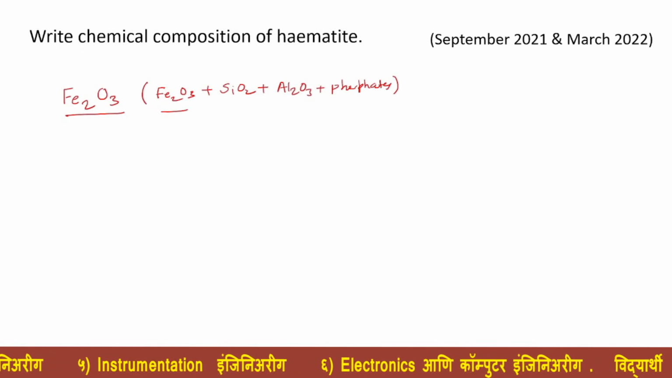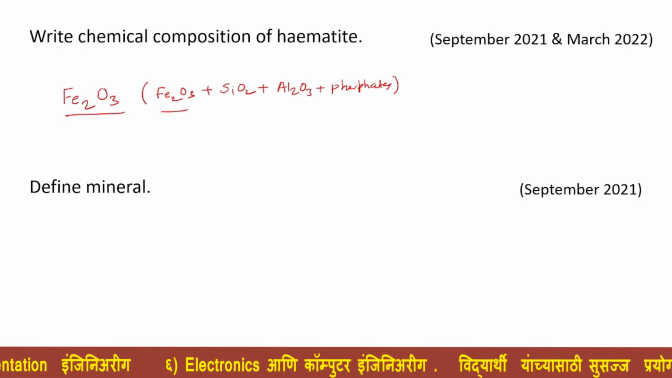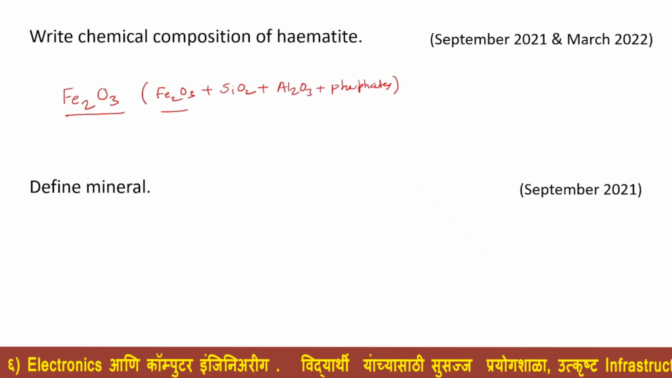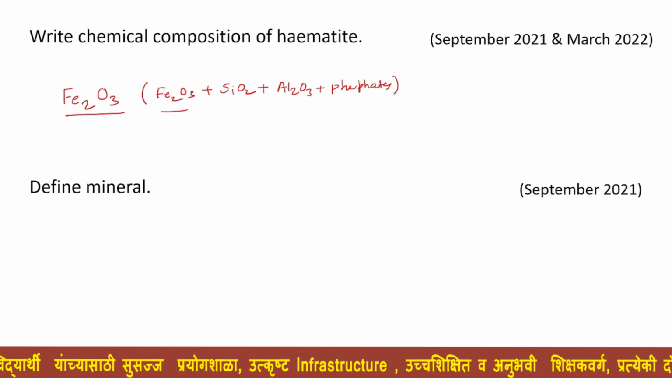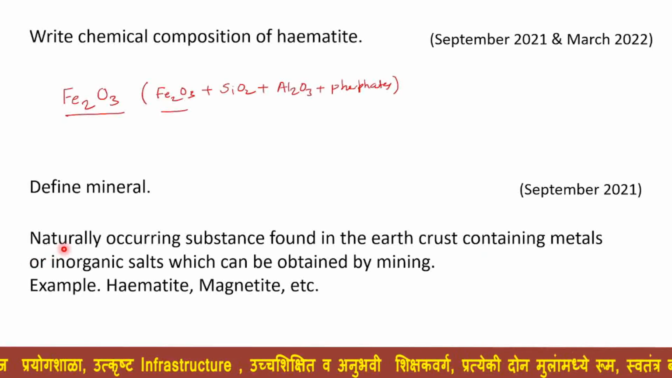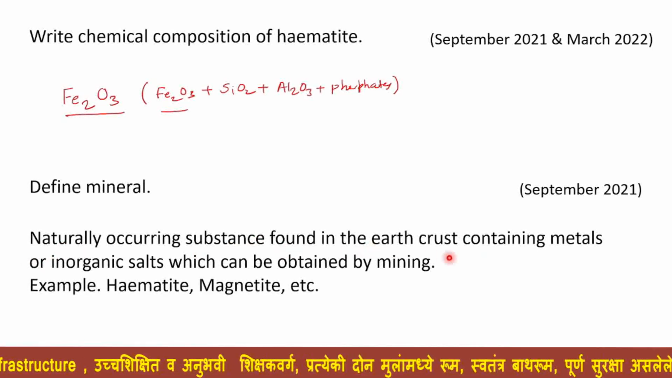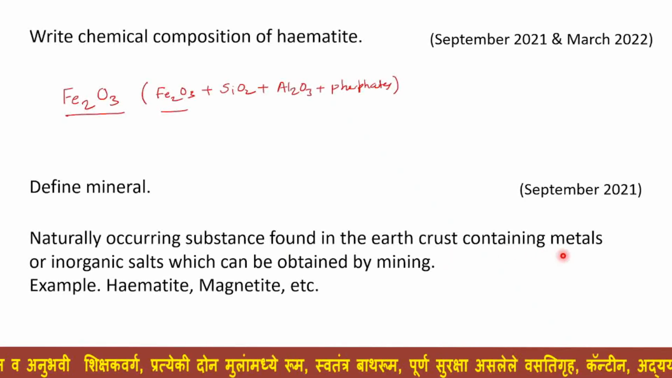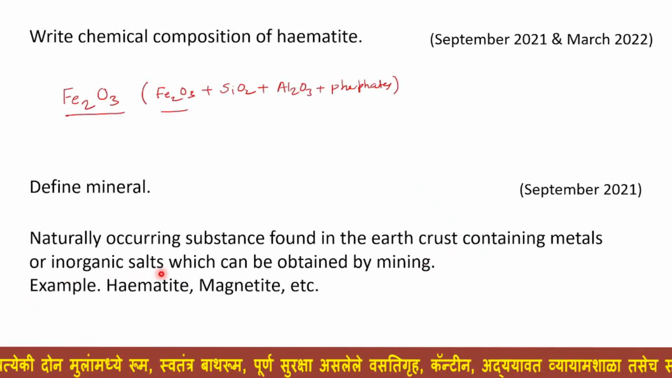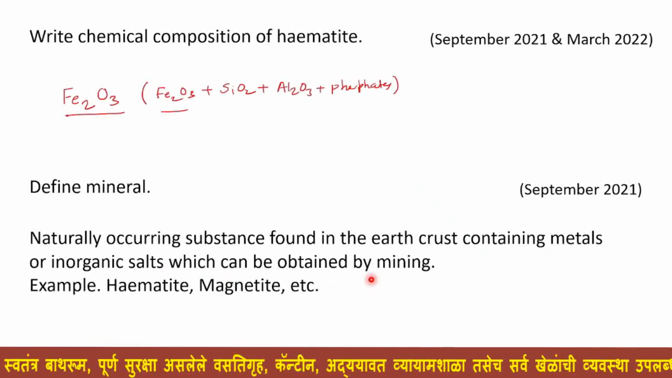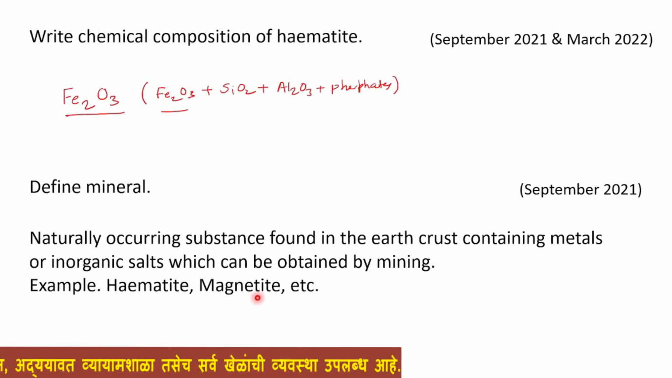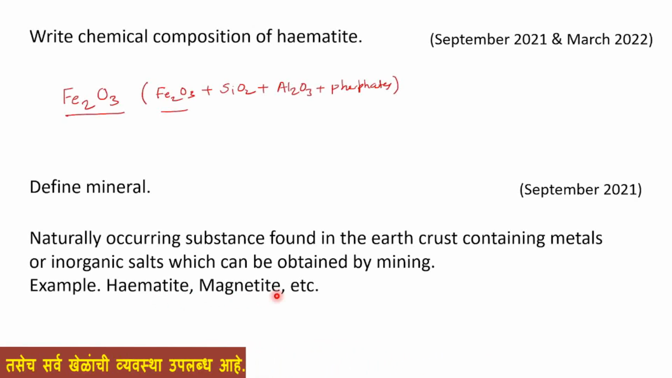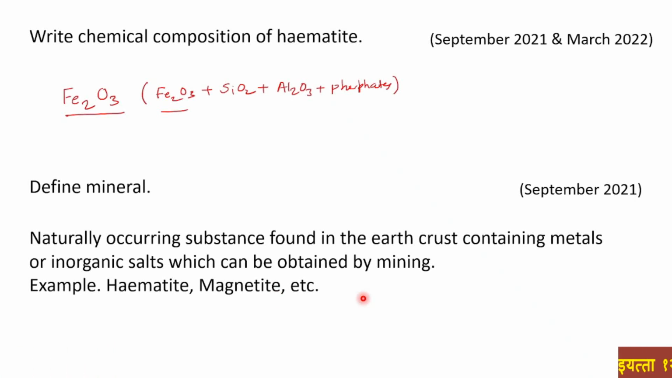The next short question which was asked is to define mineral. This was asked in September 2021. A mineral is a naturally occurring substance found in the earth's crust containing metals or inorganic salts which can be obtained by mining. For example, hematite or magnetite, these are the ores of iron. Let's go for the next question.